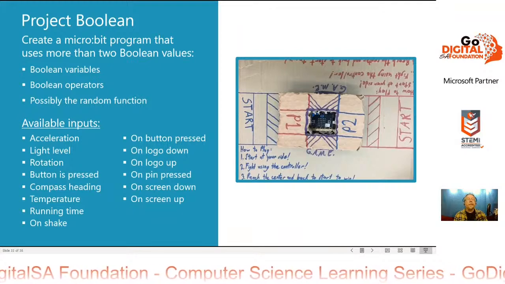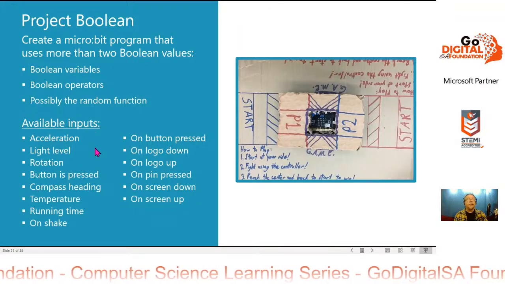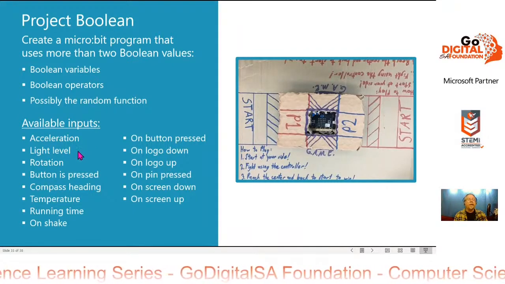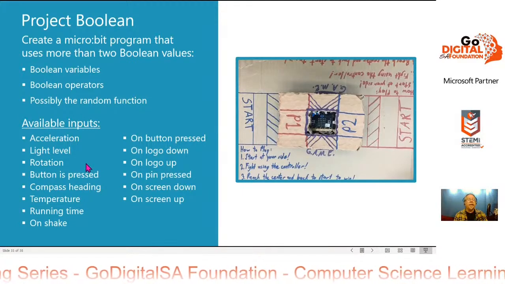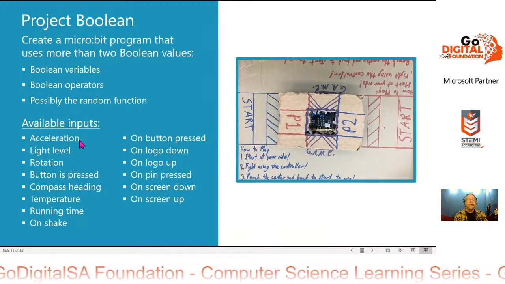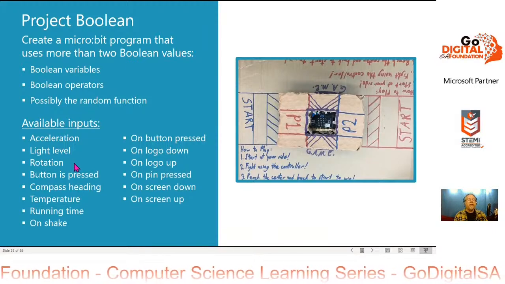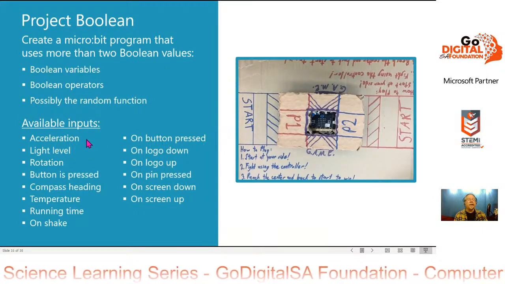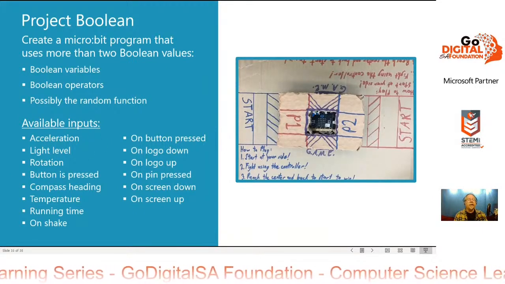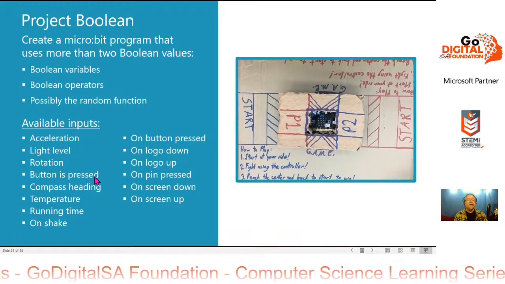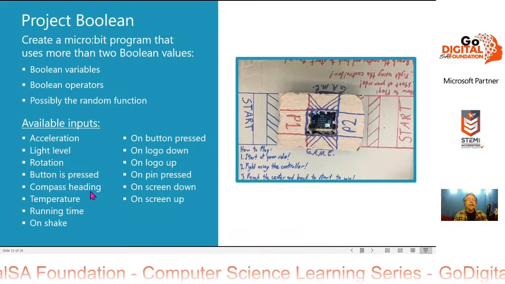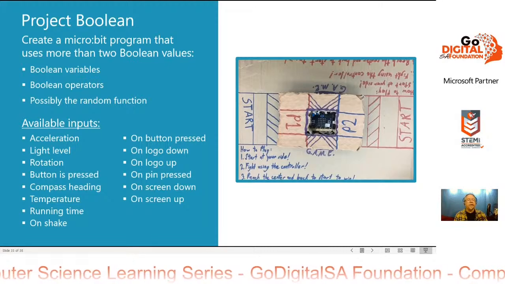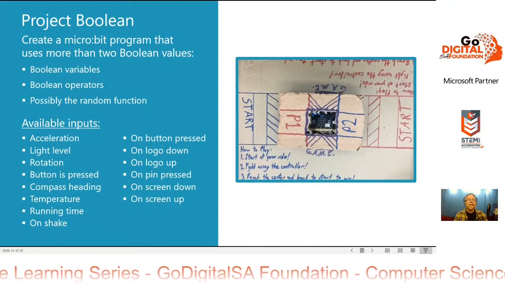You remember when we did our mini project, we looked at all the different types of inputs. So we've got acceleration, which is a number, light level, which is a number, rotation, those are all numbers. So to use these, you would have an if condition where you say, is this greater than some value or less than some value, so that it becomes Boolean true or false. Button is pressed, that's always true or false. Compass heading, that's a number, so you have to say, is the compass heading between this and that? Then it means it's north. If it's between this and that, it's east, and so on.